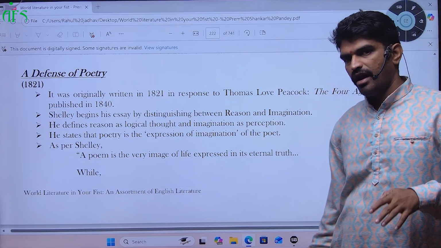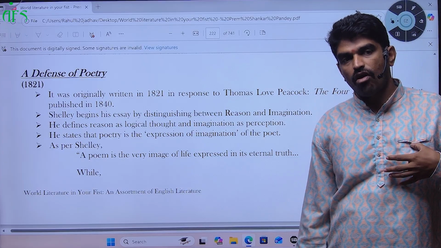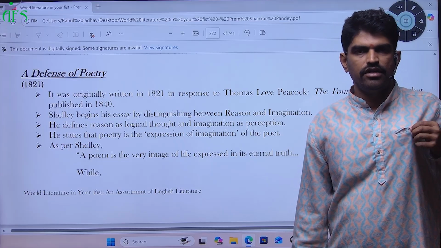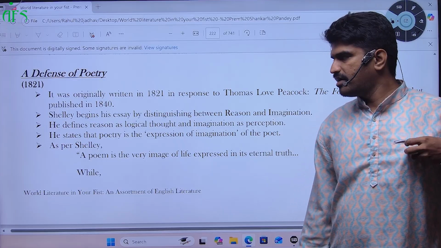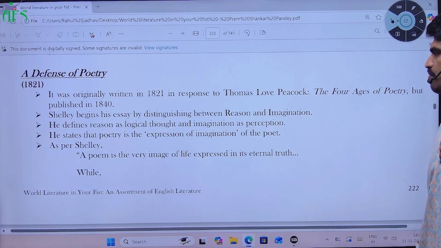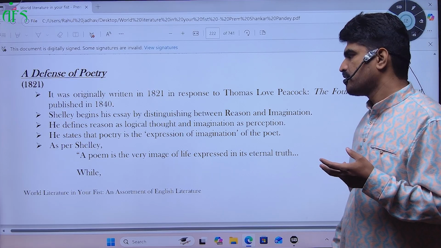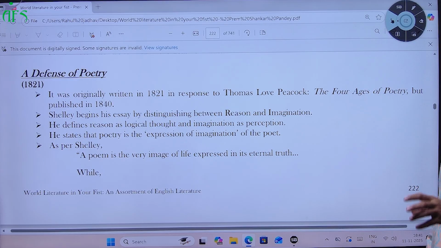Shelley as a critic, and what are the various comments that he has made exactly to defend what poetry literally means, and it is written in Thomas Love Peacock's The Four Ages of Poetry. He defines reason as a logical thought and imagination as a perception. He states that poetry is the expression of imagination of the poet.